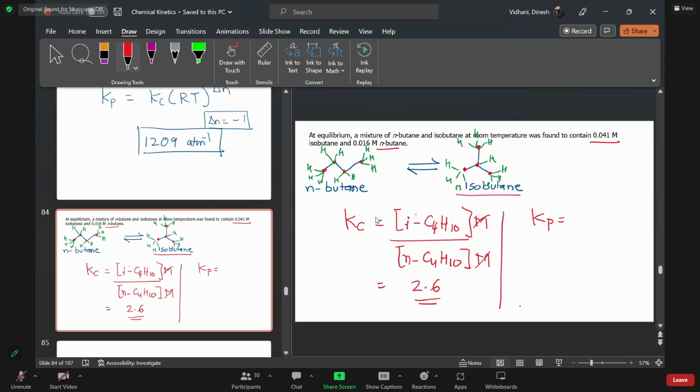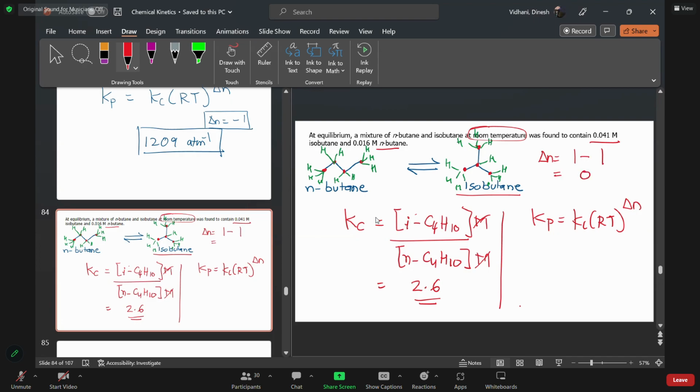Now, what would be your Kp in this case? Kp equals Kc RT raised to delta N. But I have not given you the temperature over here. I gave you room temperature, but I didn't give you that number. Do I need a number for this equation? Answer is no. Why? Because your delta N is one mole on the product side minus one on the reactant side.